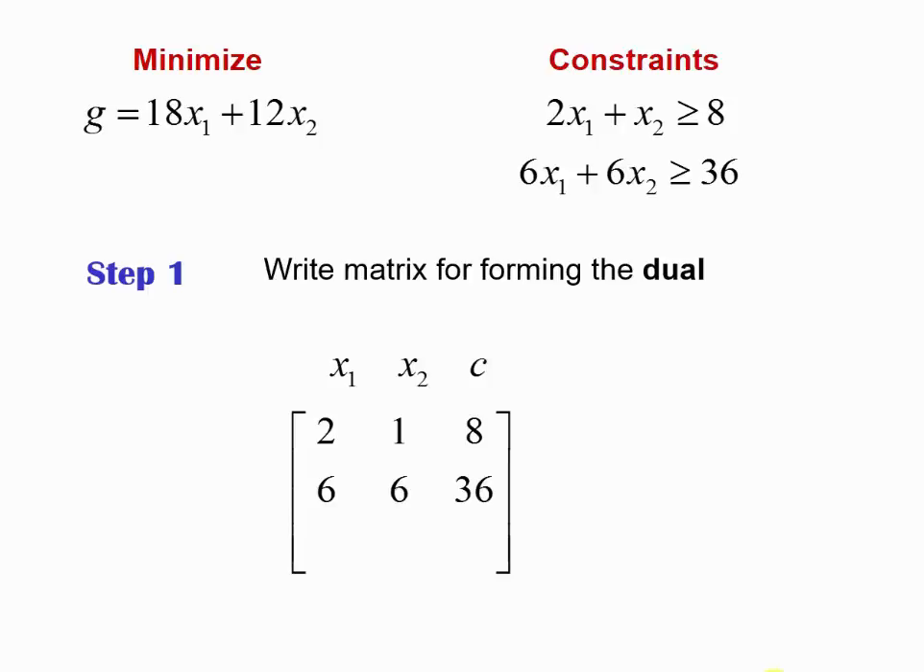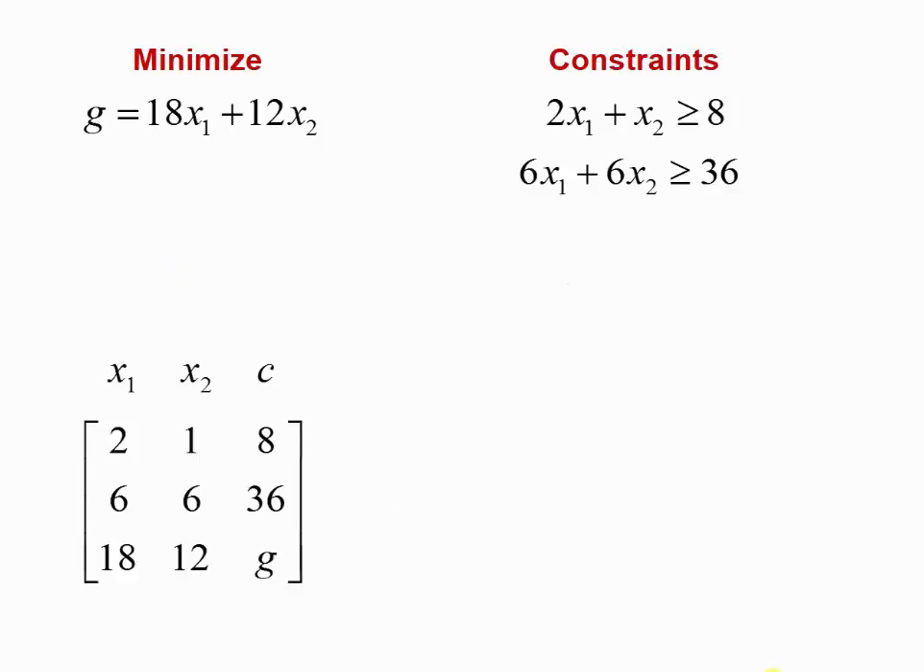We're going to take the minimizing function and organize it so that the x1s are lined up and the x2s are lined up, and put our variable under the constant column. That's the matrix for forming the dual.